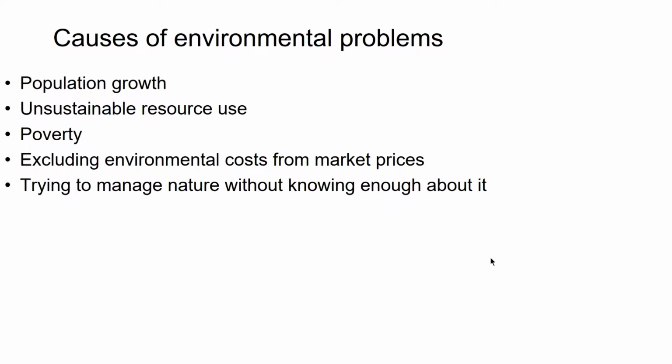Similarly, poverty also can be causing environmental problems. Excluding environmental costs from market prices is also an environmental problem, and so is trying to manage nature without knowing enough about it. This is one of the biggest mistakes that most of us are making, because we are part of this whole complex system and we do not know how what we are doing is affecting the earth's functioning and the ecosystem's functioning.